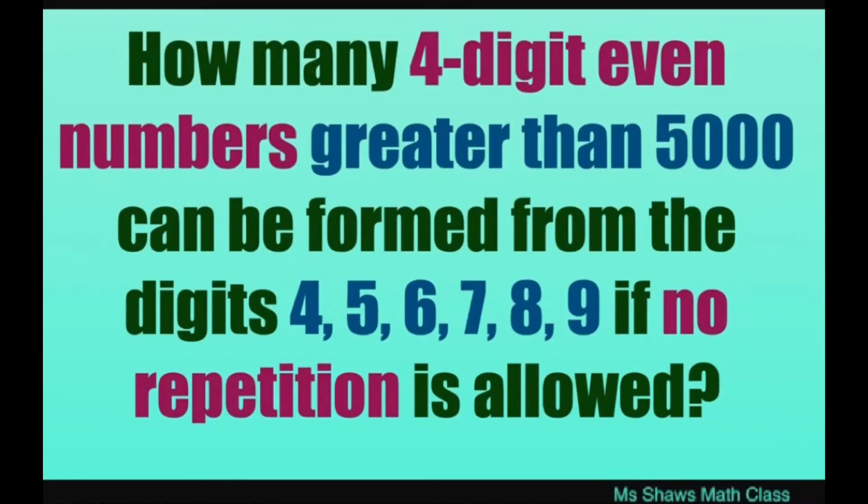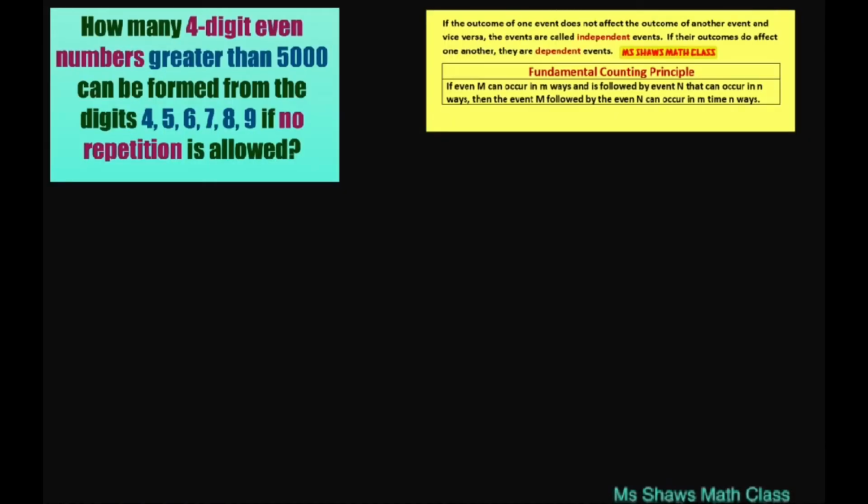Hi everyone. How many four-digit even numbers greater than 5,000 can be formed from the digits 4, 5, 6, 7, 8, 9 if no repetition is allowed? So this is without repetition. All right. We have four digits. We're going to use the fundamental counting principle.